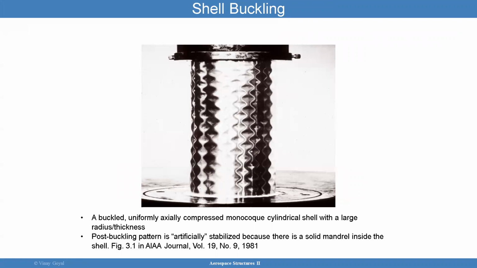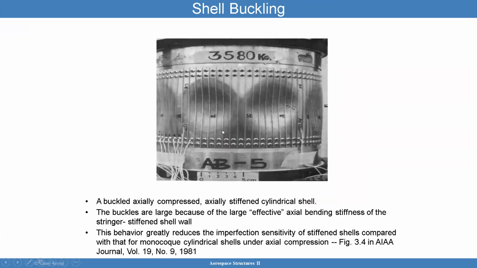Here you see shell buckling: a buckled, uniformly axially compressed monocoque cylindrical shell with a large radius and thickness. You can see that it's buckled quite a bit. The post-buckling looks quite interesting, and the reason it has this pattern is that, instead of the whole thing collapsing suddenly, they put a mandrel of slightly smaller diameter on the inside, so that when it buckles, it hits that mandrel. That's what you see there. So, a cool picture of buckling.